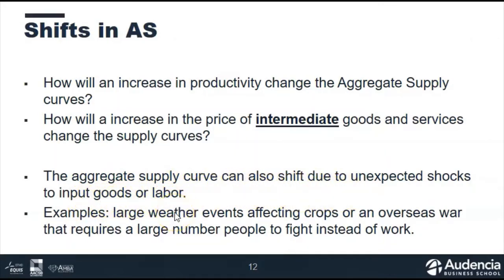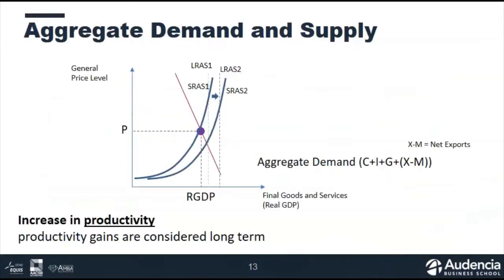Aggregate supply can also shift due to unexpected shocks in input goods or labor. For example, a weather event, for example, if there was a storm or something like that, could decrease the short-run aggregate supply. But again, a weather event like that is not going to have a long-term impact. It'll just affect the short-run supply.